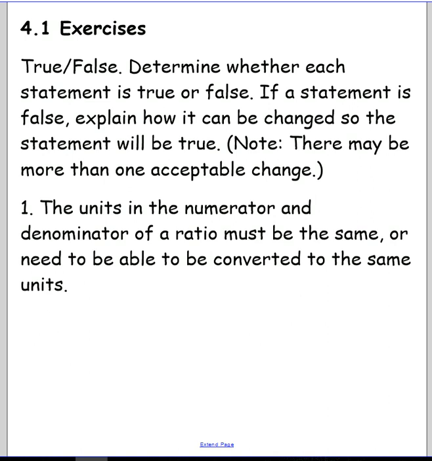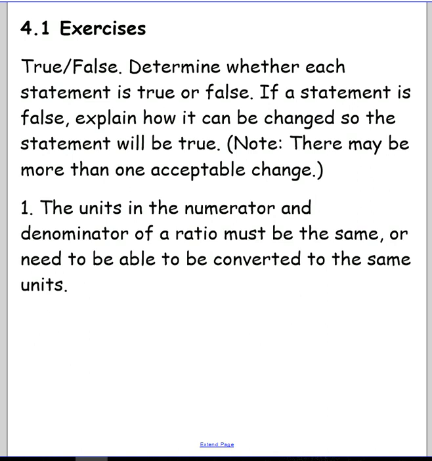So let's take a look at some true or false questions dealing with this topic. And if it's false, we need to fix it so we can make a true statement. Number 1, the units in the numerator and the denominator of a ratio must be the same or need to be able to be converted to the same units.